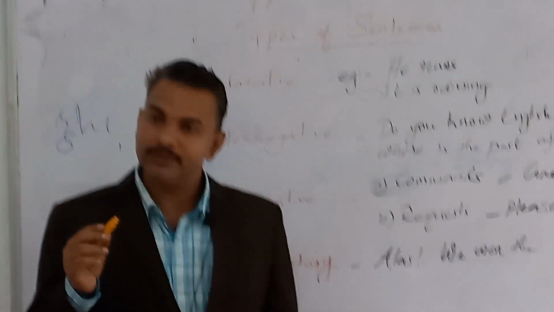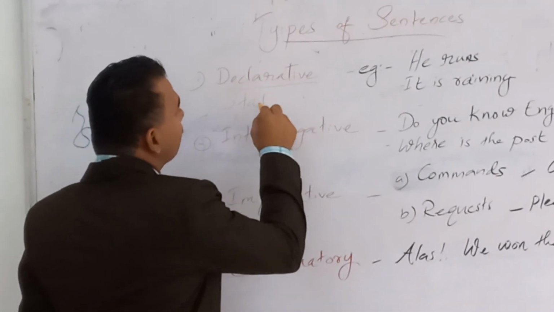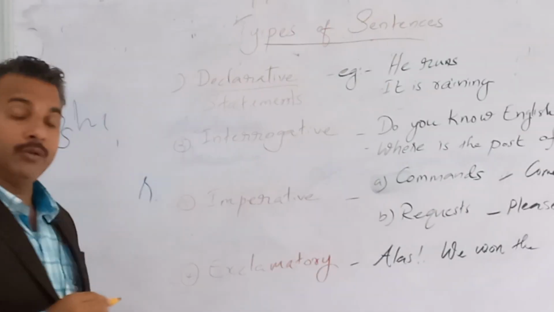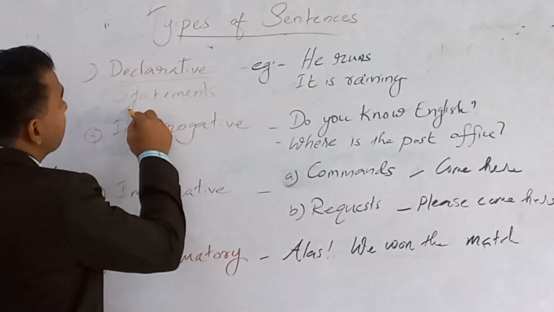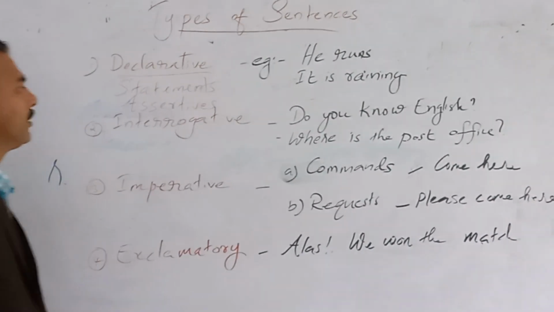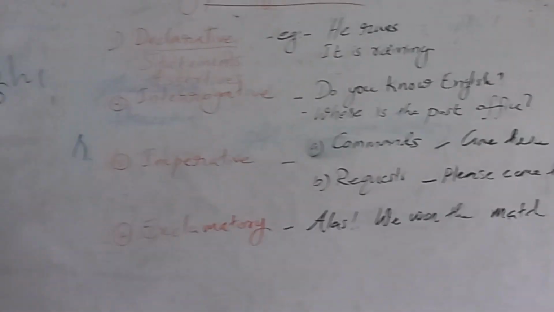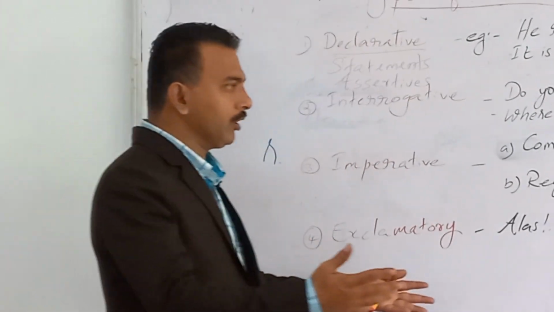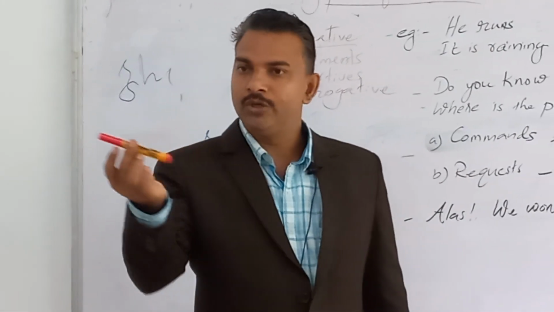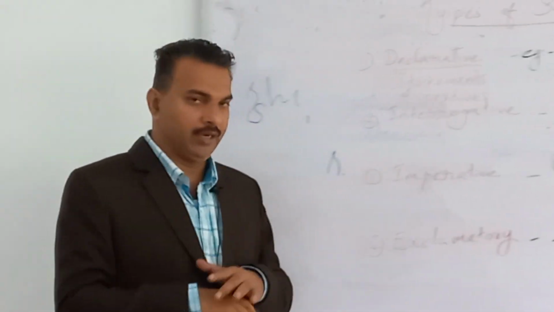Declarative sentences are nothing but statements. You can also talk about them as assertive sentences. Most of the sentences are declarative sentences. For example, this is a whiteboard. This is a marker. You are students. I am a teacher. All these are declarative sentences.